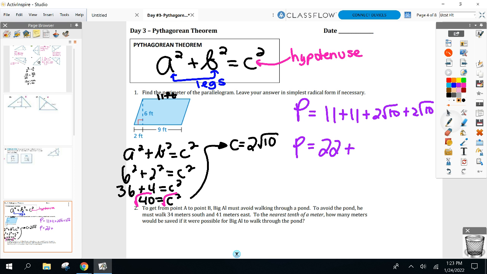And if what's underneath the radical is the same, you can combine the radicals. But only if they're the same. So does everyone see I got a 10 and a 10 underneath? You can combine them. I got 2 of them here, 2 of them here for a total of 4 radical 10. Can I combine the 4 radical 10 and the 22? No, you cannot. The 22 does not have a radical 10 with it. We are done. That's my perimeter in simplest radical form. That's as far as you're going.